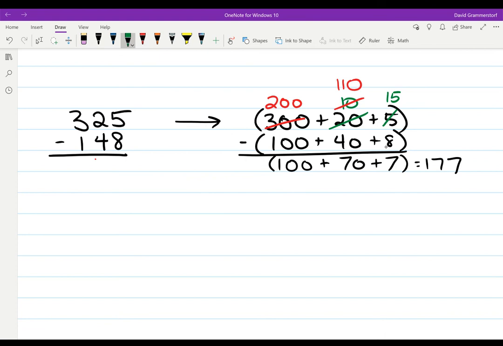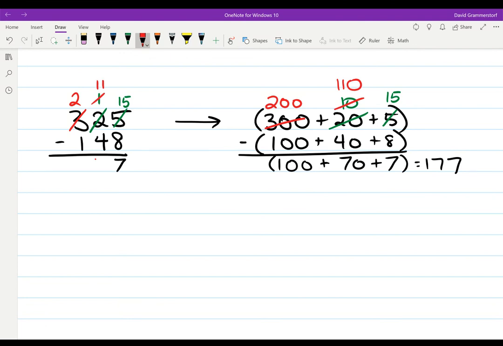5 minus 8. Can't do it. So I'm going to take 10 from the tens and add it into the ones. Okay. 15 minus 8 is 7. Now I look at the tens column. Can I do 1 minus 4? Nope. So I'm going to need to go next door and take 100 away from there and add it to the tens column.